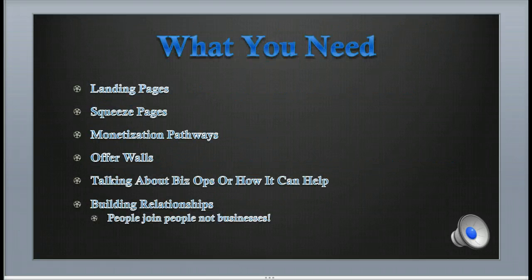So what do you need? Well, you're going to need landing pages or a landing page, squeeze page or squeeze pages, monetization pathways, offer walls, talk about biz ops or how it can help, and you've got to be able to build relationships. People join people, not businesses, okay? And that is the most important thing you have to understand. If you can't build relationships, then you're dead in the water. You're going to be dead in the water.